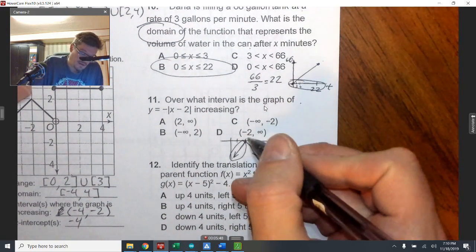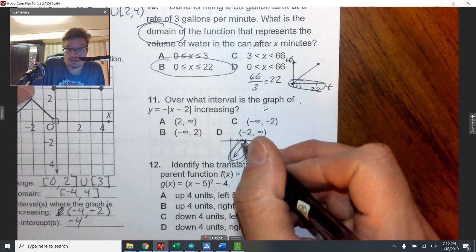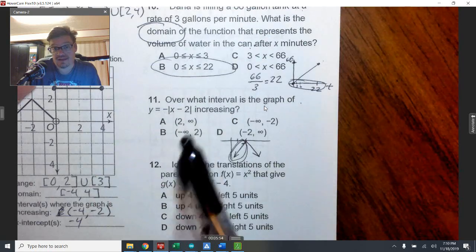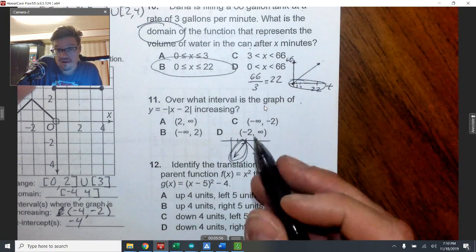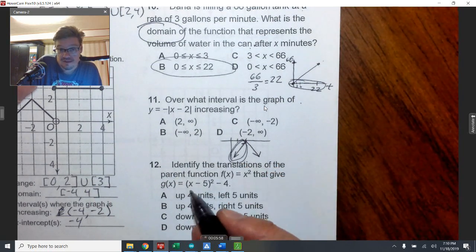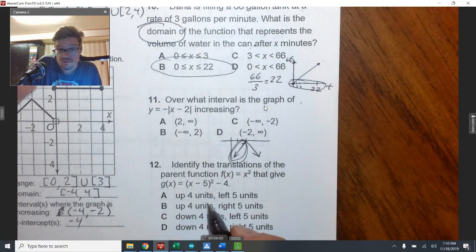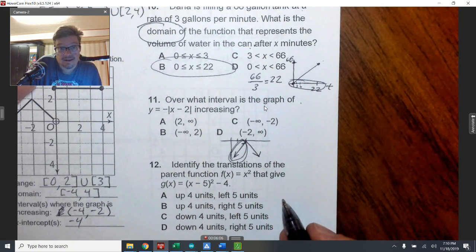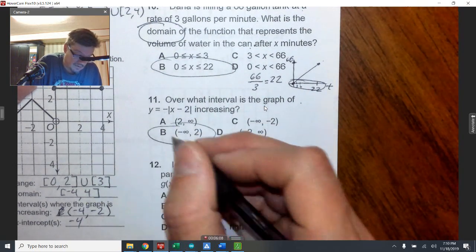So the increasing part is here. And remember, increasing is read from left to right. Even though these arrows are pointing down, when I start my position, I'm starting way down low, and as I move to the right, I'm actually increasing as I go here. Then I will start my decrease. All right, so that answer is B.